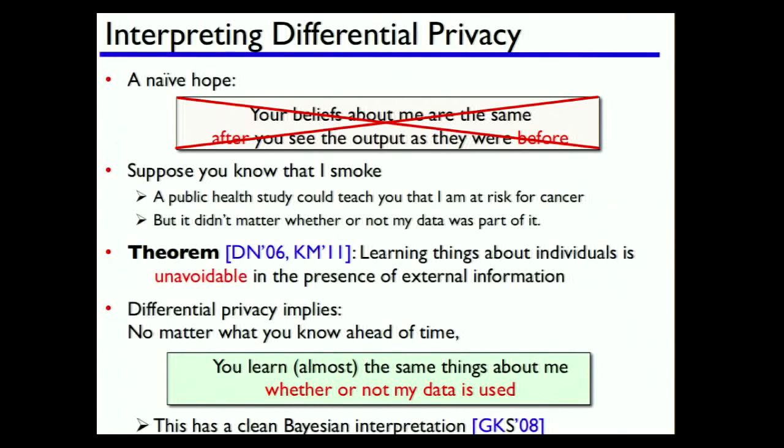Okay. So what can we say? We can't get a guarantee like this. What you can say about differential privacy is that no matter what you know ahead of time, you'll learn almost the same things about me whether or not my data is used in the calculation of the statistics. So it's not that you won't learn about me. You should learn things about me, but what you learn shouldn't depend on the use of my data. You can formulate this in a nice Bayesian way in terms of how an adversary updates a prior distribution about me, but at a high level, I think the English sentence conveys it well.